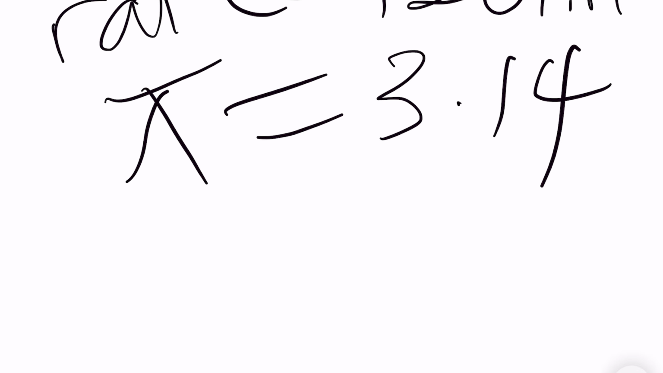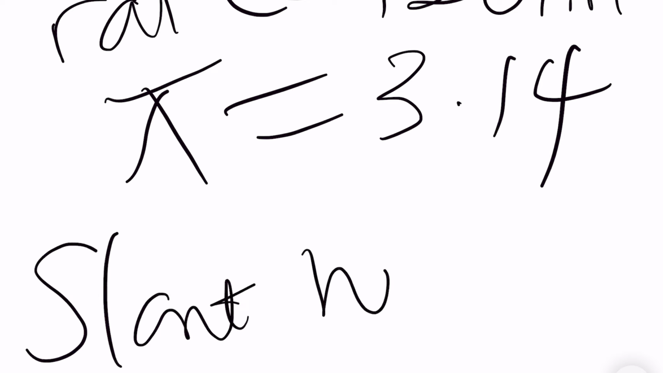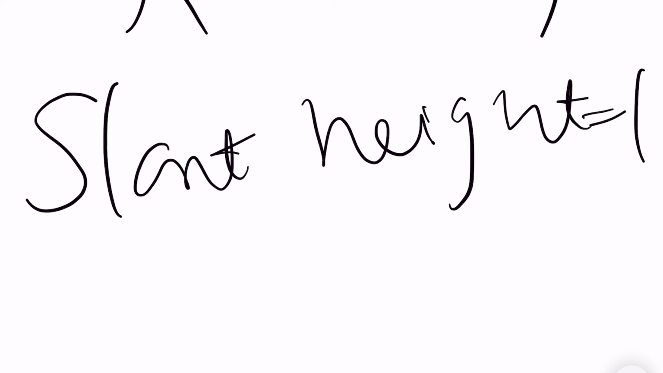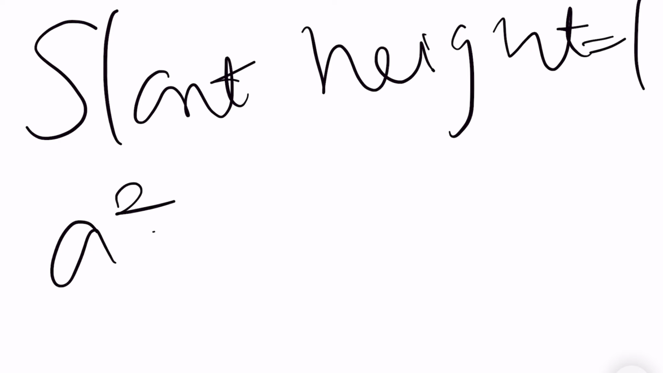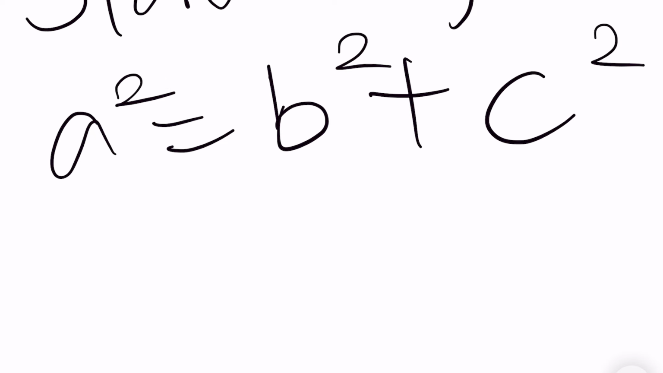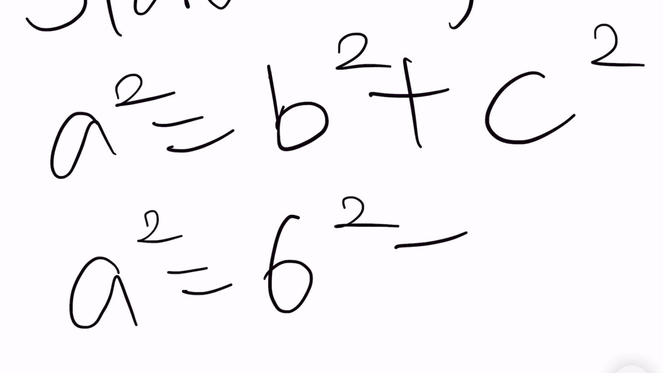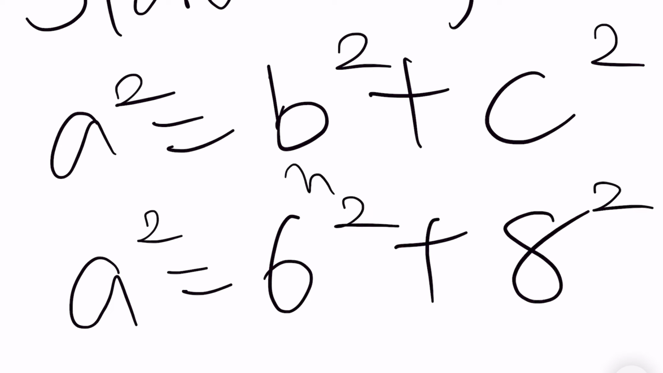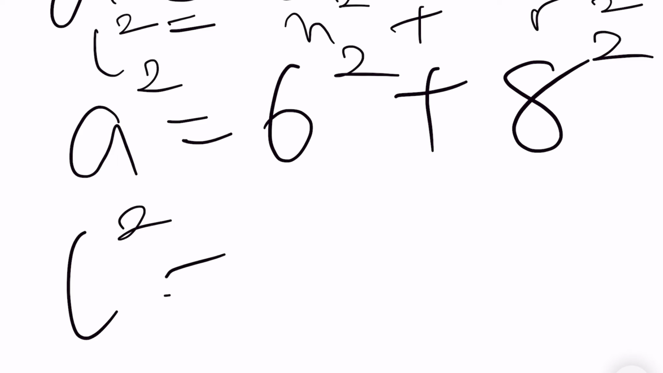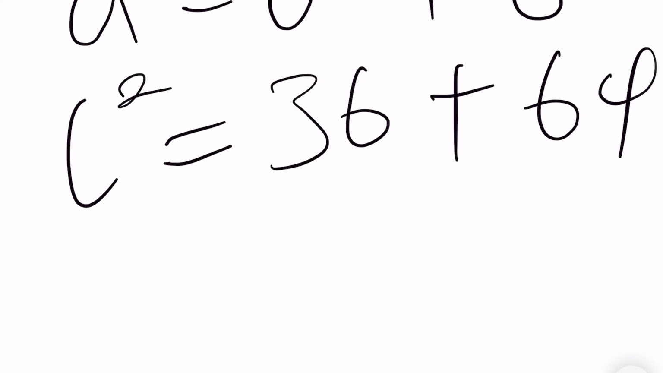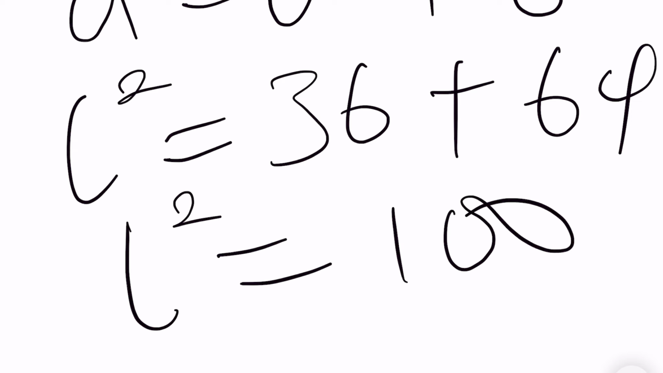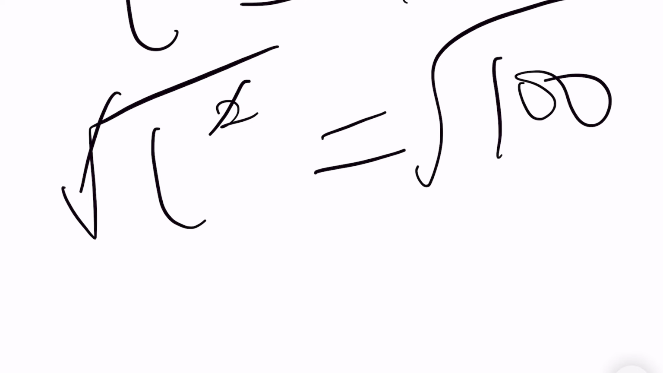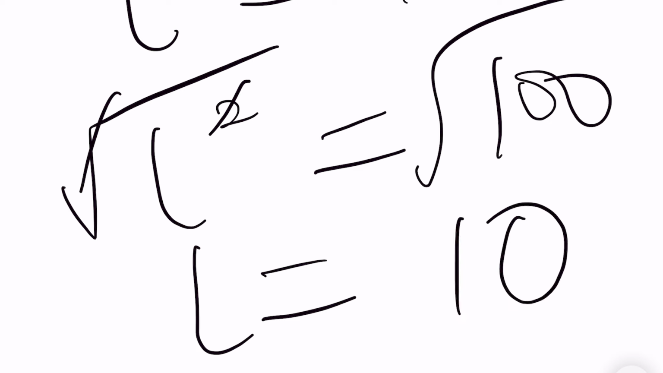Now, what do we have to find? So what do we look for? We first look for the slant height, which is L. So by using Pythagoras theorem, we have our a squared to be b squared plus c squared, where we have our a squared to be 6 squared plus 8 squared. Here it can also be h squared plus r squared, which is L squared. So we have our L squared to be 36 plus 64. We have our L squared to be 100. And we have root L squared to be root 100. We have our L to be 10. So our L is 10 meters. Our slant height is 10 meters.